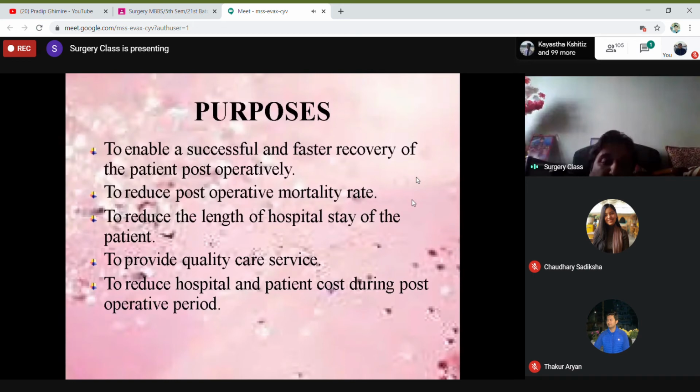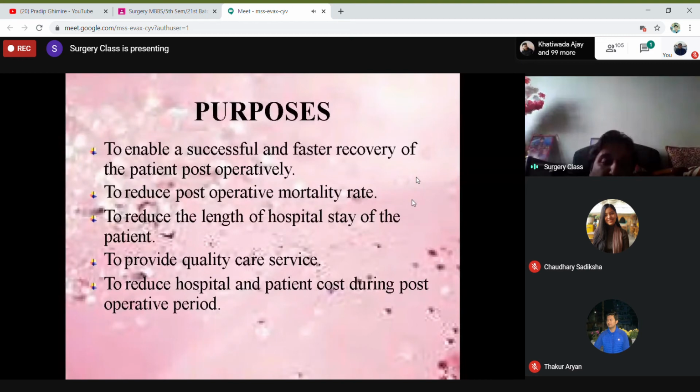The patient might have been in this situation. So in those cases, you have to anticipate the post-operative problems, post-surgery.